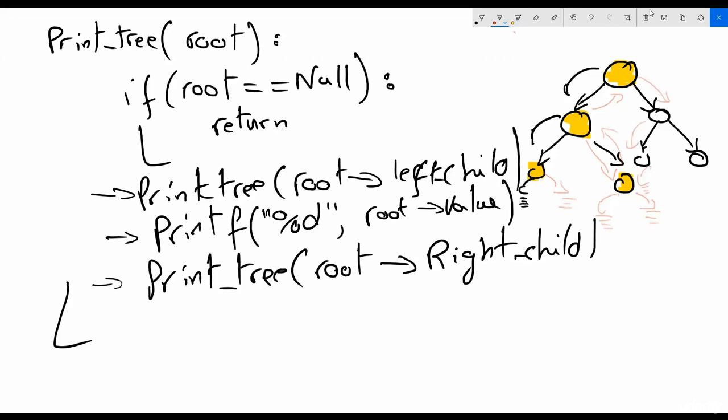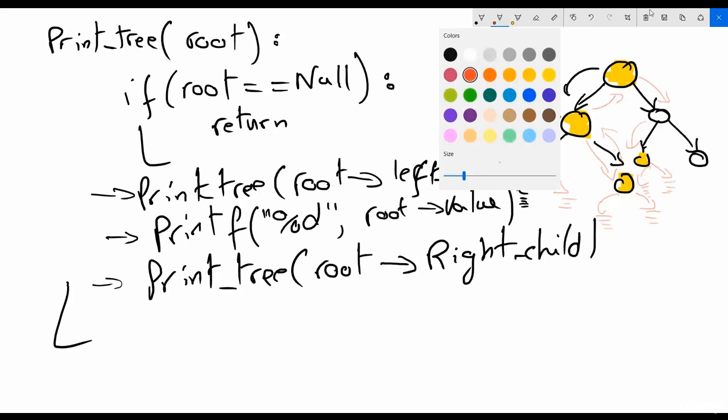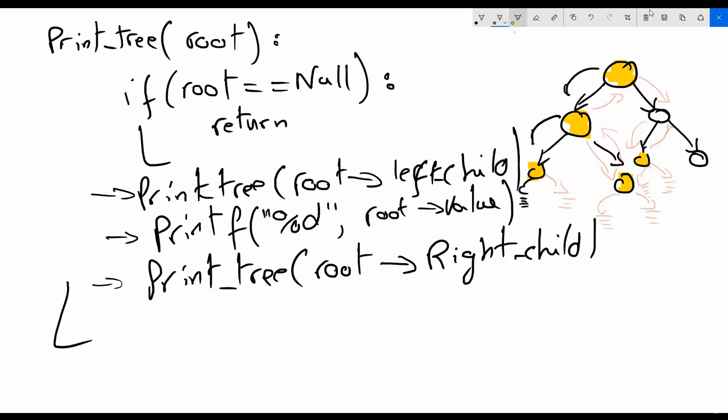Then the left child, which is null, so it'll return, and it'll print the value of that node, and then it'll call the right child, which is null, so it'll return, and then return again. Then it'll print the content of that node, and then call the right child, which will call the left child, which is null, so it'll return, print its content, and then call the right child, which is null, and then it'll return several times. So it'll print the content in that order, okay?